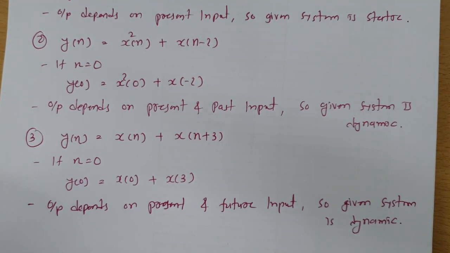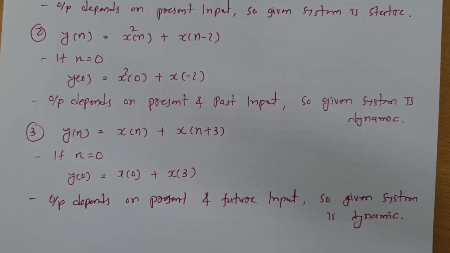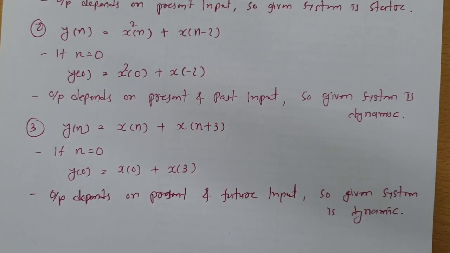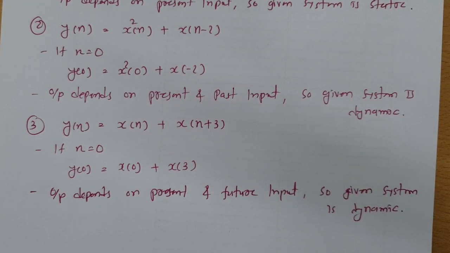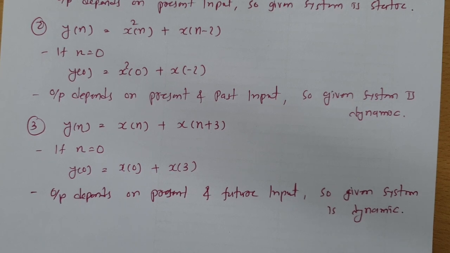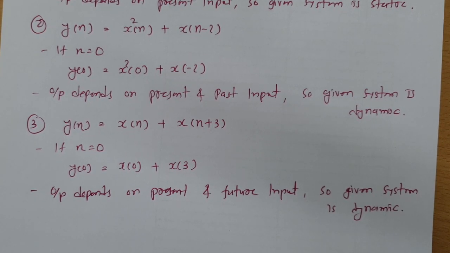So we need to see whether output is depending on present input or not. If output is depending on present input only, in that case one can say given system is static system. But if output is depending on present, future and past input, in that case that system will be dynamic system. I hope that you have understood this.